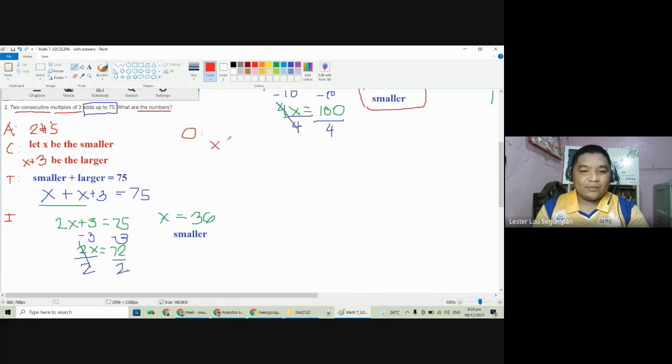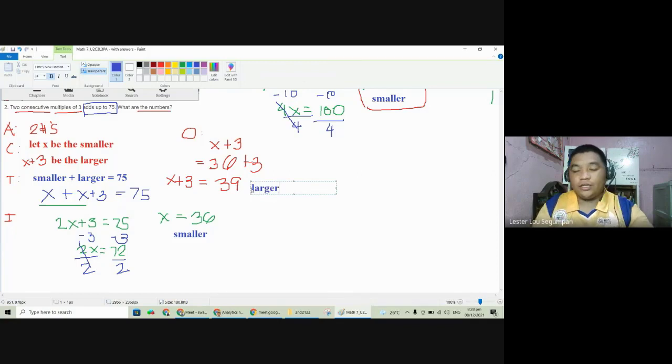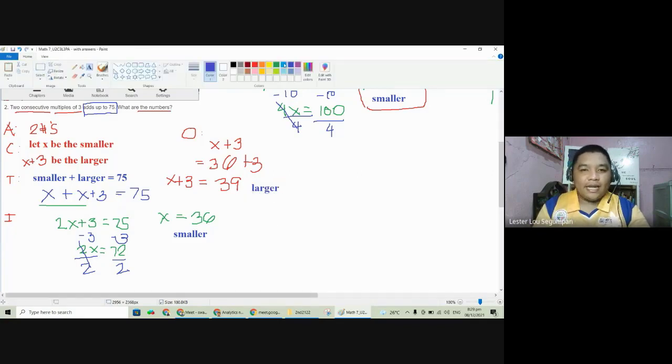Now it's x plus 3, and x as given here is 36, plus 3. So yes, it's correct that it's actually 39. This is x plus 3, which is the representation of the larger number. So this is now our answers. You have 36 and 39 to be your consecutive. That's correct. Okay, they are consecutive and they are both multiples of 3.